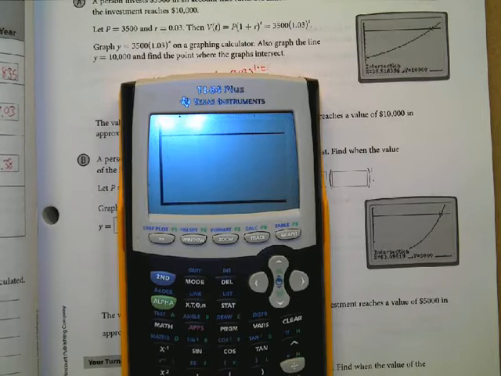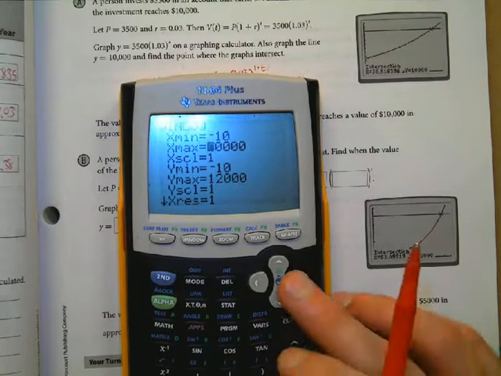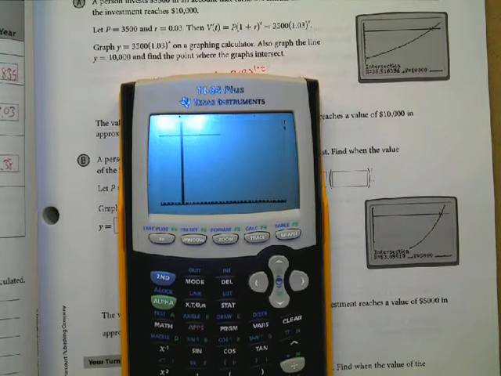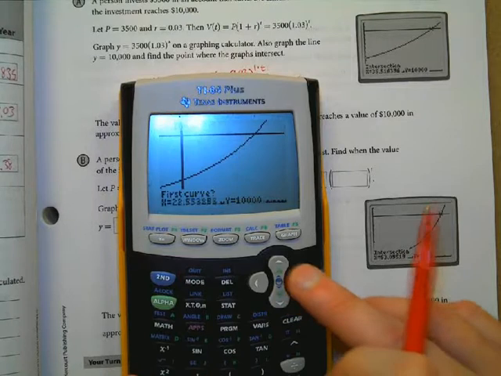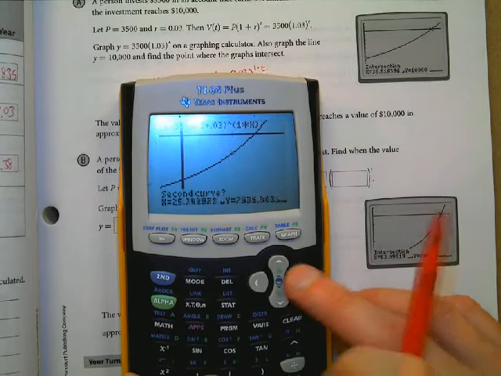Second trace, intersect, first curve, second curve, and I'll move in towards the intersection point for the guess. 35.5, we'll say. 35.5 years.